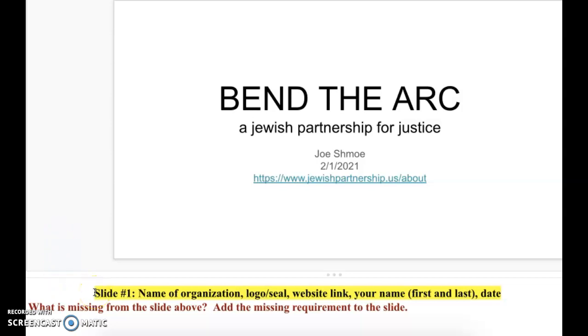Looking down here in the highlighted section, it says slide number 1. And this is what you need to have on the slide. Name of organization, a logo or seal, the website link, your name, first and last, and the date. Now, I've already gone to the website and I've provided almost all the information here, and I want you to see what is missing on this list and add it to the slide.